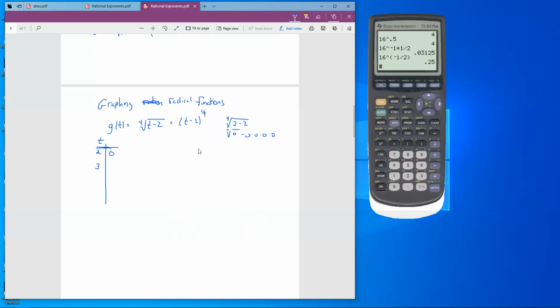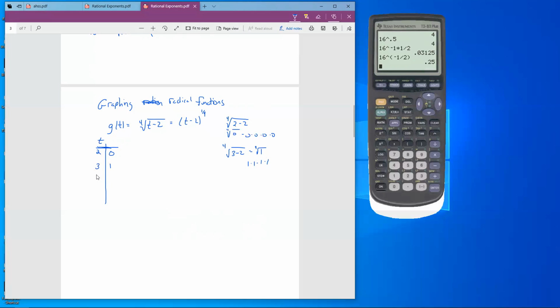Okay, then we're going to get the fourth root of 3 minus 2. That's equal to 1. Can you think of a number that when you multiply it by itself 4 times, you get 1? Sure, that's what the fourth root means. So we end up with a 1 there.